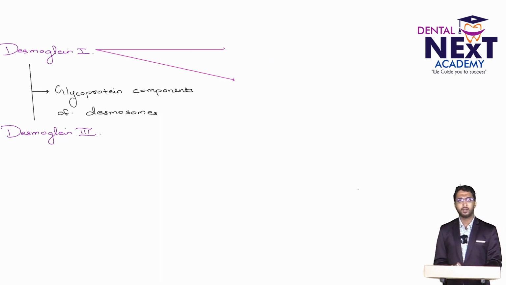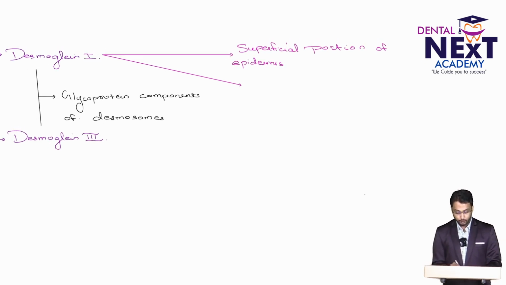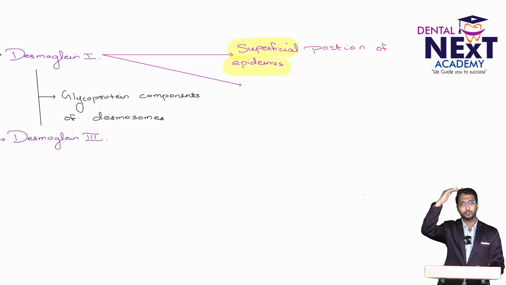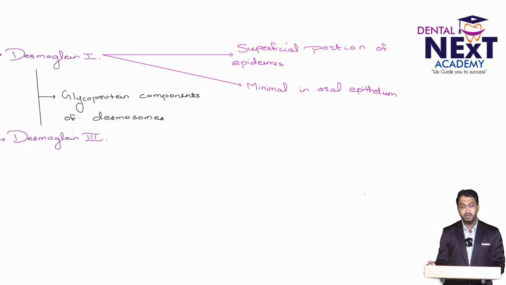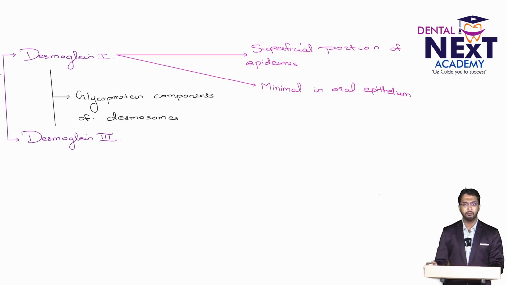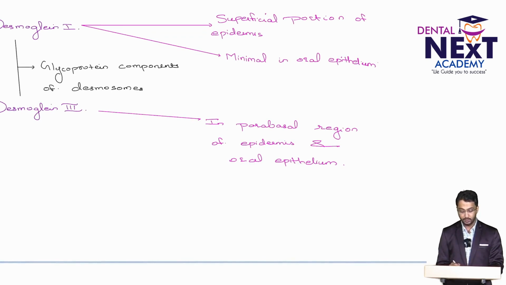Now, very important, where they are seen. These antibodies against these components are seen in which region of the epithelium? Is it seen on the skin or oral mucosa? That's very important. Desmoglein 1 is seen in the superficial portion of the epidermis, which means not the oral cavity. Epidermis means skin. So it's more common in the superficial portion of the epidermis and minimal in oral epithelium. So that means 1 is minimal in oral epithelium. You will see 3 in the parabasal region, the deeper region, plus it's the one which is seen in the oral epithelium.